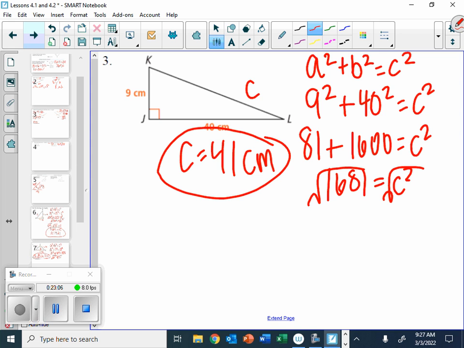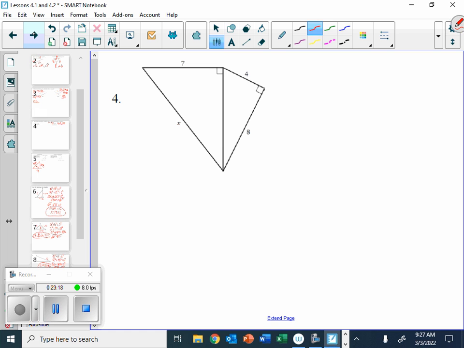Okay. All good here? Alright. Let's keep moving along then. Okay. These next two problems look kind of complicated, but let me assure you they are not. You are essentially just doing Pythagorean theorem twice.